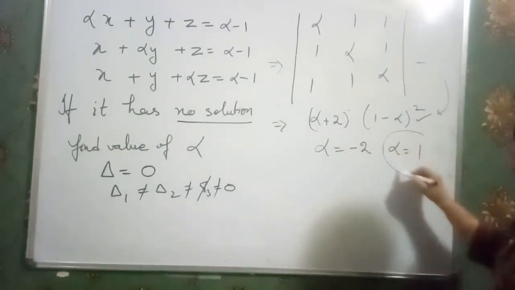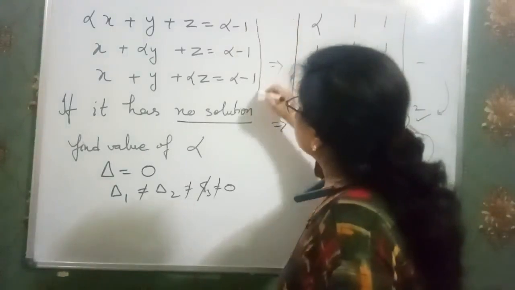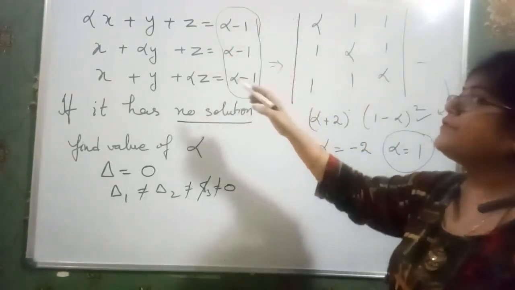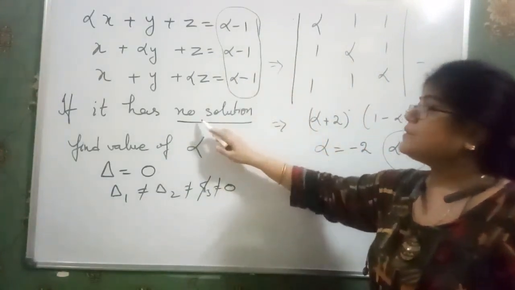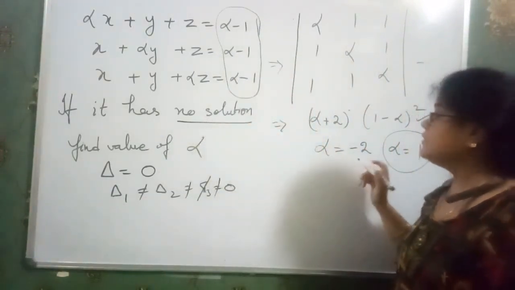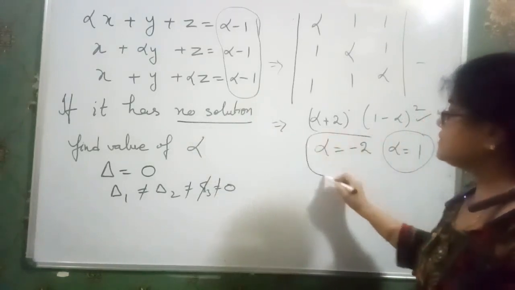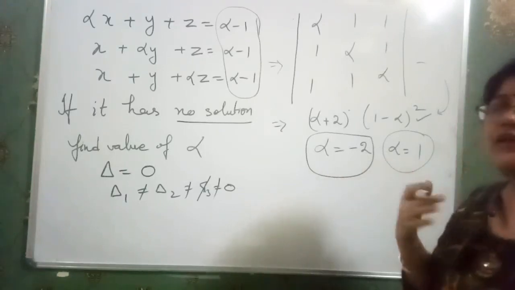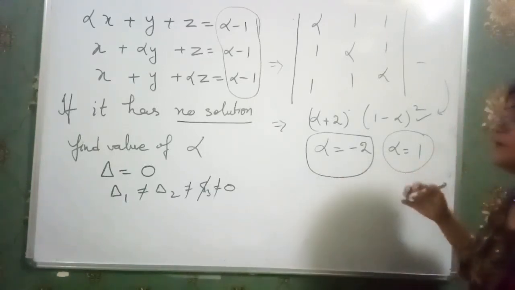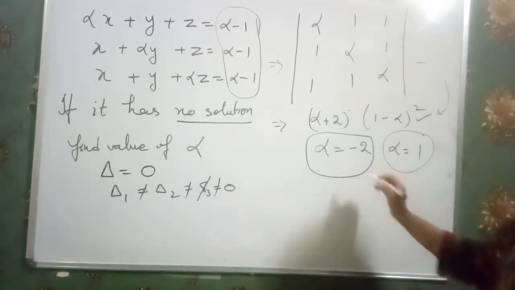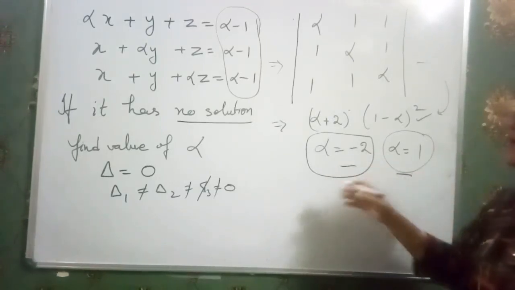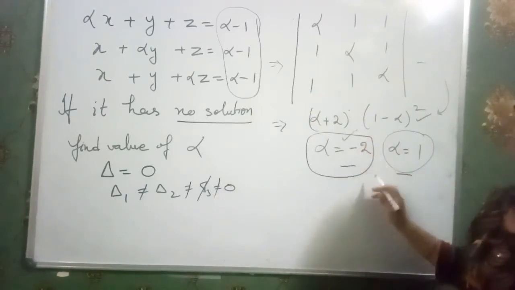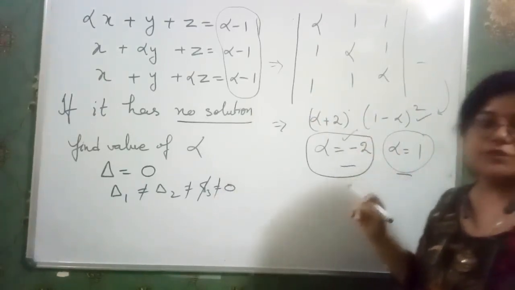If we put alpha equal to 1 over here, we got 0. When it is 0, we are not able to find the different values of x, y and z, because the answer is no solution. So in this case, we just take the value of alpha equal to minus 2. As the question asks you to find the number of values of alpha, there are two values. But in this case, if you find the value of alpha, your answer is alpha equal to minus 2 only. I am proceeding to the next question.